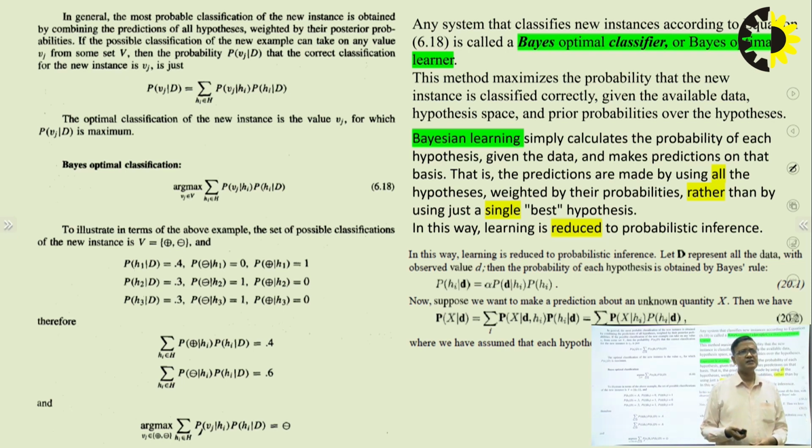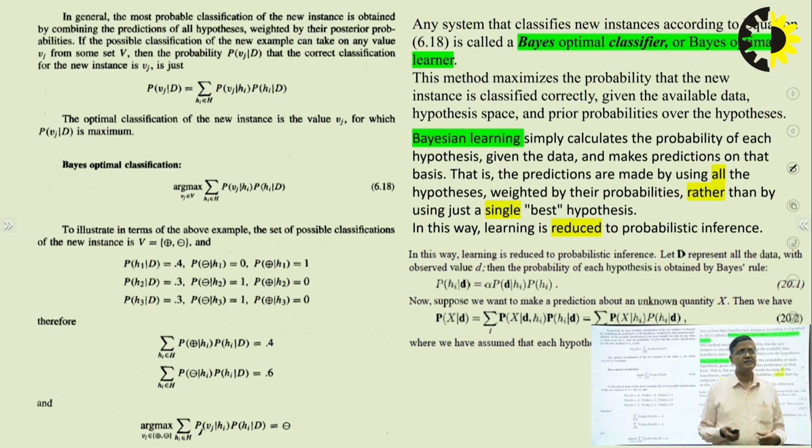And in the equation, we will have to calculate the values for the example. The values of the example can be positive and negative. So P negative given H1 is 0, P positive given H1 is 1, P negative given H2 is 1, P positive given H2 is 0, P negative given H3 is 1, and P positive given H3 is 0. Therefore, we take the summation once for the positive values, and then the summation for the negative values of the new example.